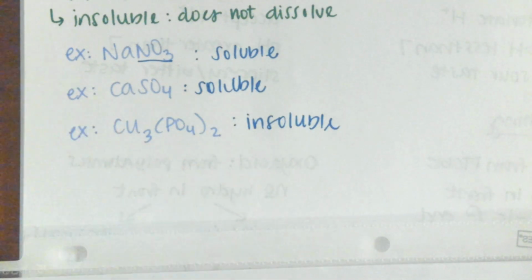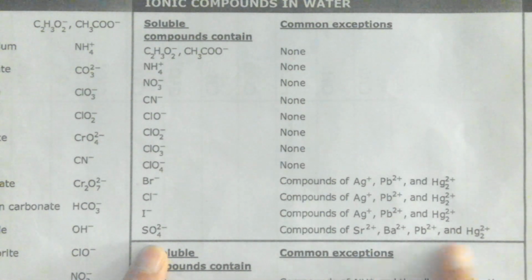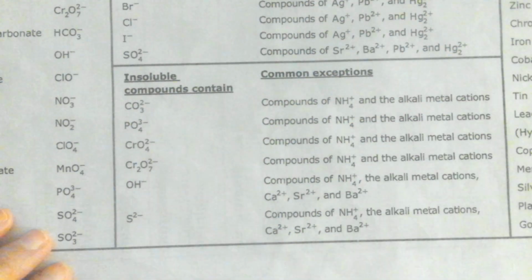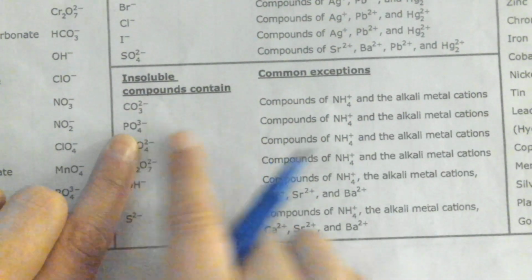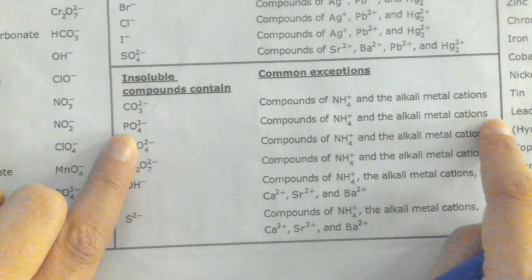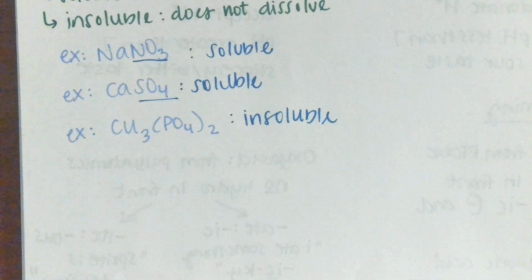Alright, so for the second one, CaSO4, it should be soluble. If you see sulfate, SO4, it's under soluble. However, it has exceptions, but does calcium fall under the exceptions? It does not, so it is still soluble. And the next one is the copper phosphate, the PO4. Here it's under insoluble. It has exceptions, but is copper one of those exceptions? It's not an exception, so this still falls under insoluble. Okay? So those are solubility rules. That's pretty much it.